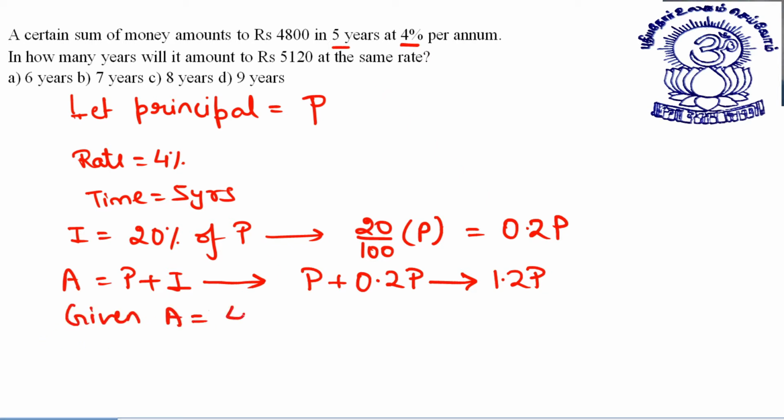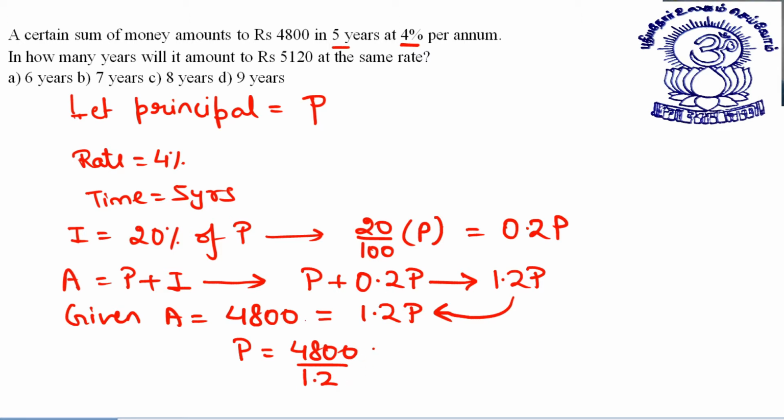It is given that the amount is equal to 4800 after 5 years. So 4800 is equal to 1.2 P. So P is equal to 4800 divided by 1.2, which is equal to 4000. So far I hope it's clear to all of you. Now we have got our principal as 4000.